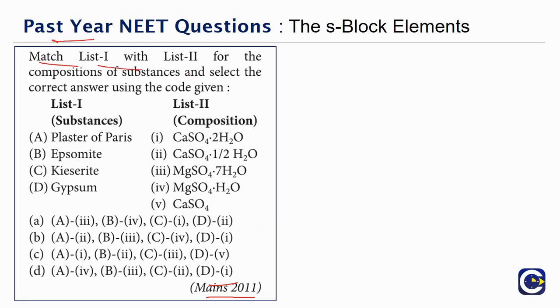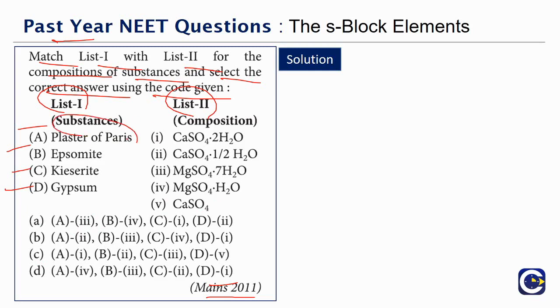Match list 1 with list 2 for the compositions of the substances and select the correct answer using the code. So they are giving list 1 substances, list 2 composition. A, B, C, D, they are giving the names of the substances, and 1, 2, 3, 4, 5 is the composition. In the options, option A, B, C, D, they are basically giving the matching. Now the way is we just have to at least know some of the composition.